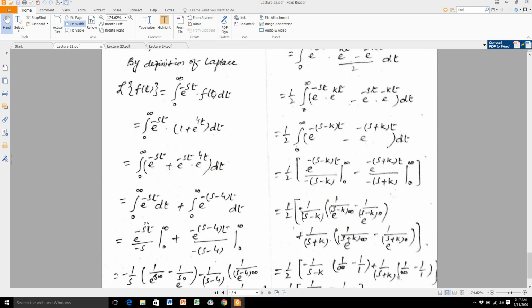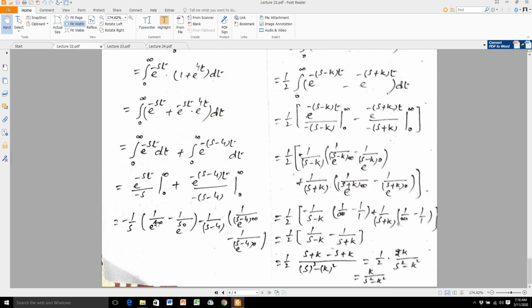When I integrate this, I get the following, and on simplification, you see that it is equal to minus 1 over s into 1 over e raised to power s into infinity, minus 1 over s e raised to power s into 0, minus 1 over (s minus 4) into 1 over e raised to power (s minus 4) into infinity, minus 1 over e raised to power (s minus 4) into 0.